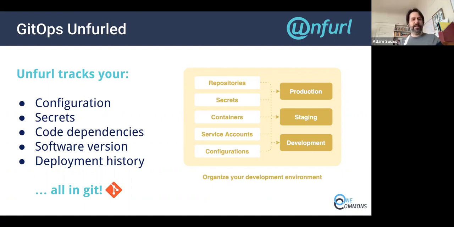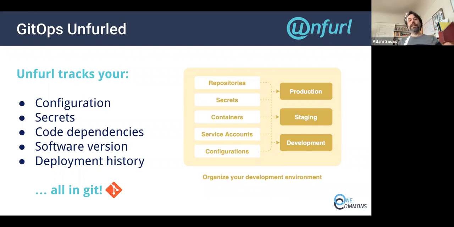So it stores a configuration. It has secret management integration, so you could encrypt your secrets into your Git repository, or you could use a secrets manager. It can manage the code dependency. Obviously, if your applications depend on code, that's also in separate Git repositories. We can track the relationship between your code Git repositories and your Unfurl Git repositories.